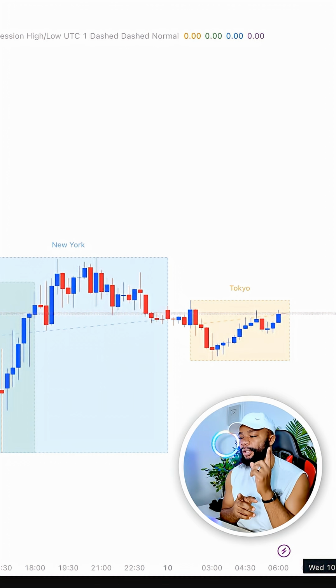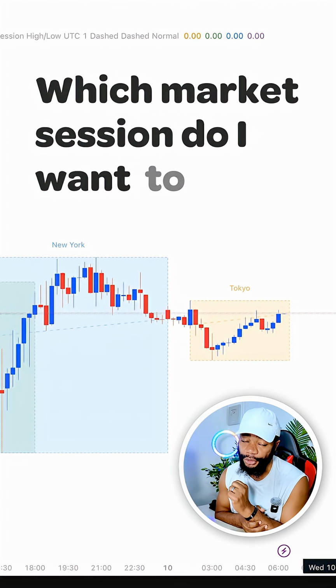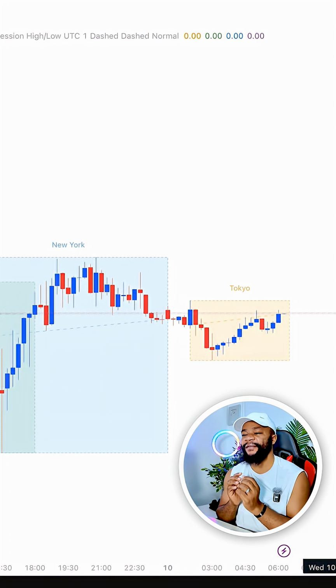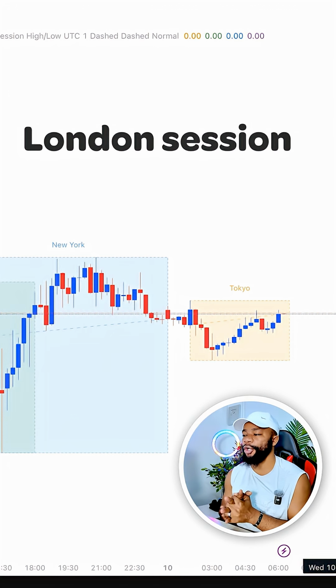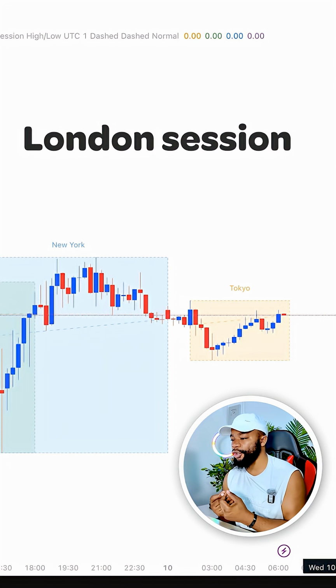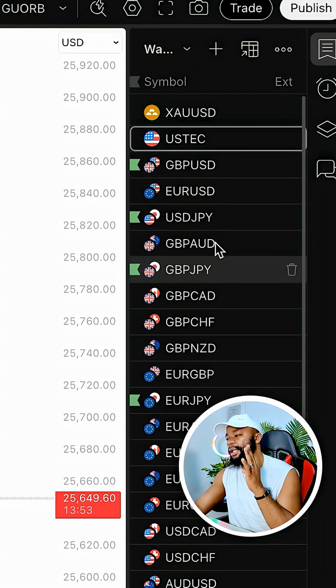The first thing I always told you, ask yourself which market session you want to trade. That's the first question. Which market session do you want to trade? If I want to trade, say, the London session, I want to only look for assets that are volatile and liquid during the London session. So number one is Great Britain Pound USD.